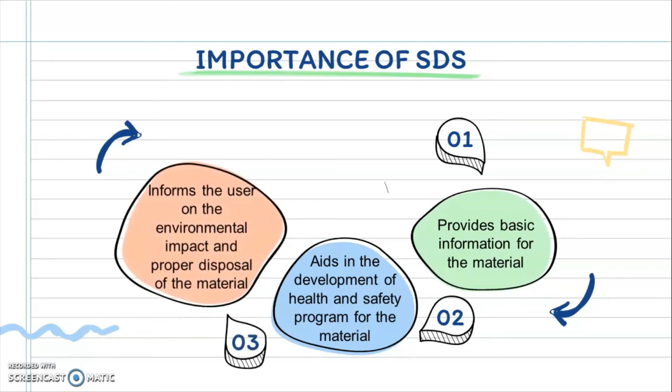Number 3, it informs the user on the environmental impact and proper disposal of the material. Dapat, pag gumamit tayo ng chemicals, we are also aware kung ano yung nagiging effect niya sa environment at kung paano natin i-dispose yung material after natin siya gamitin.